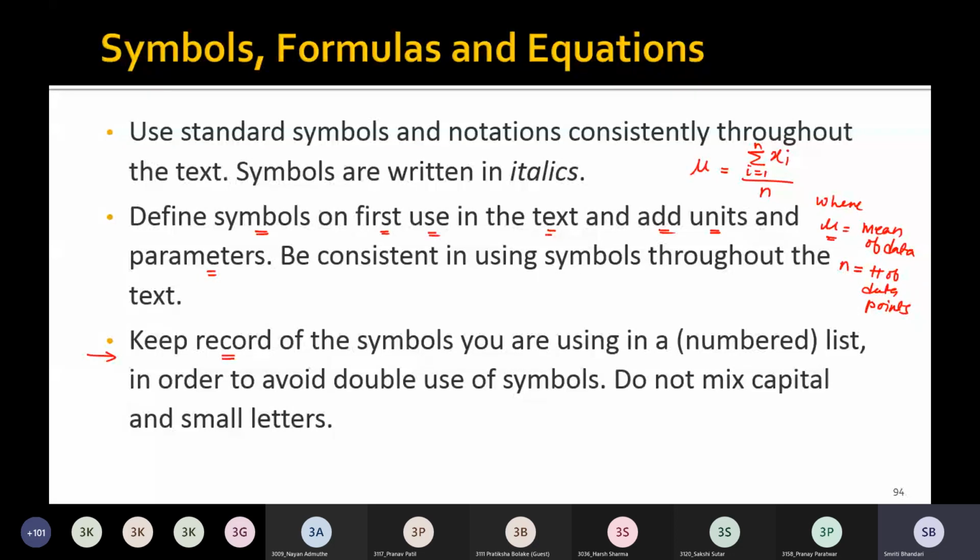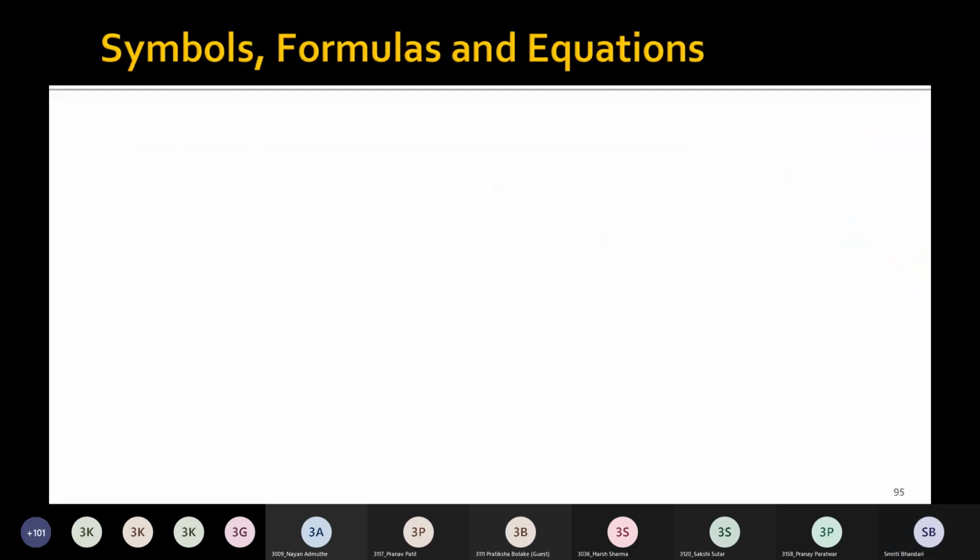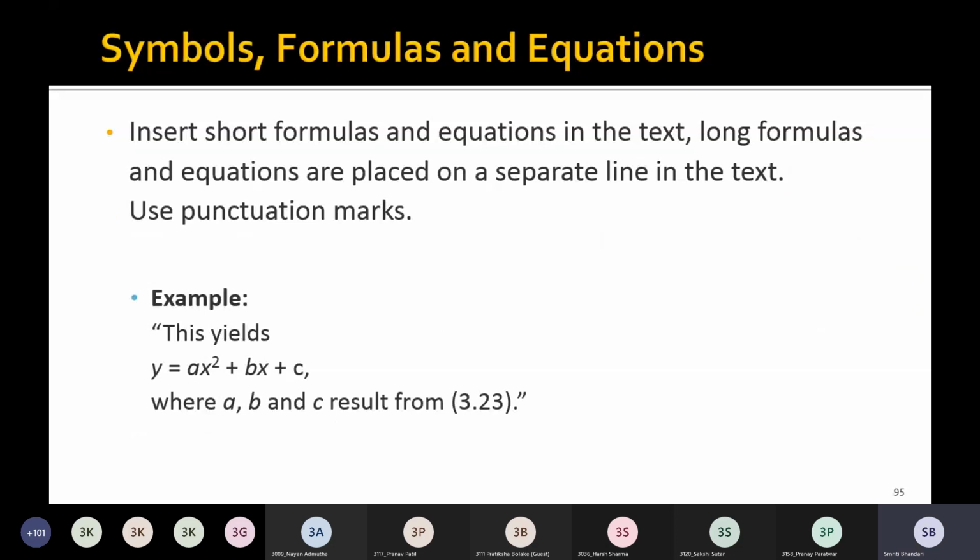So do not use the same symbol repeatedly to denote some other quantity or some other thing that you would like to communicate. Okay, and that is why you should know which symbol is used for what. Okay, also do not mix capital and small letters. Do not mix capital and small letters while abbreviating those notations or symbols. Okay, so these are a few important guidelines related to the use of symbols.